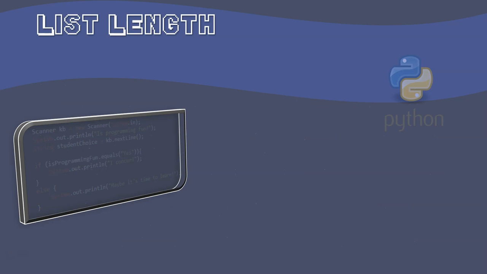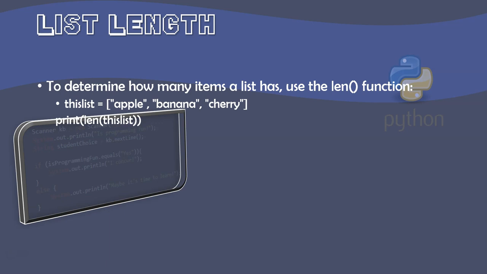Now, the first thing to talk about when we talk about lists is the length. So how many items are in that list? Well, we can use the len function to help us out. Just like when we wanted to find the length of a string, we can do the same thing here with the list. So this list is equal to apple, banana, cherry. We could just print the length of this list.